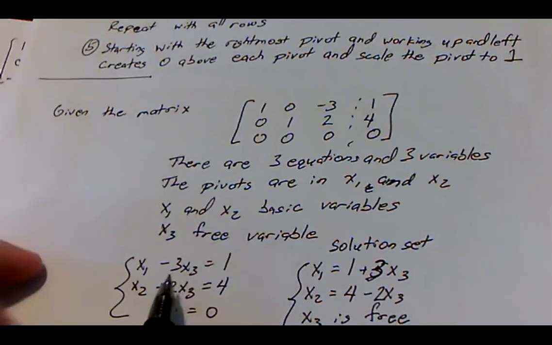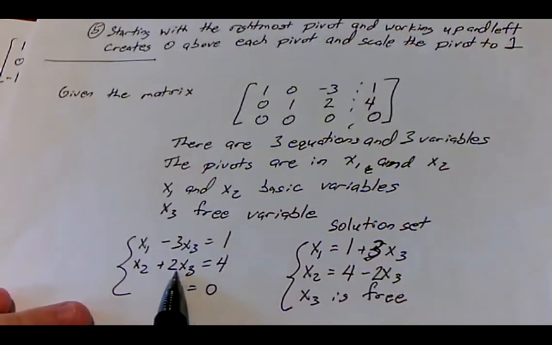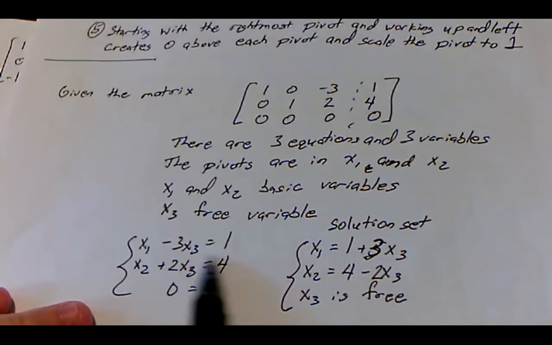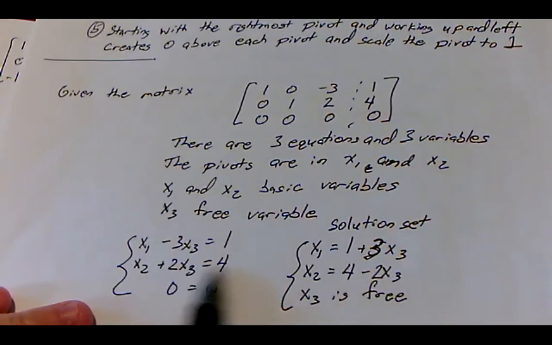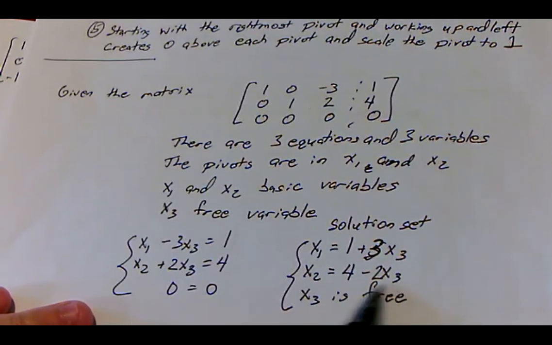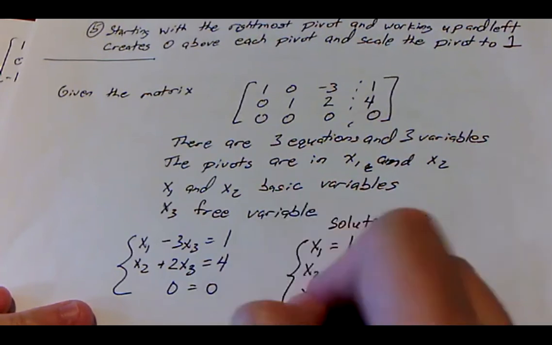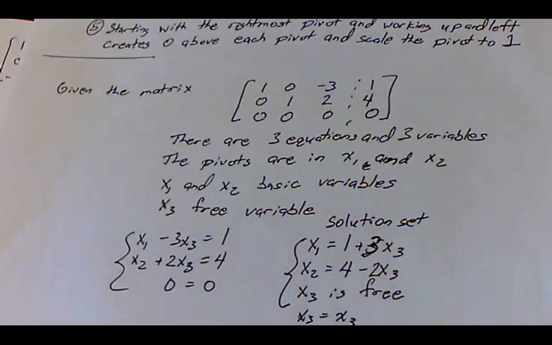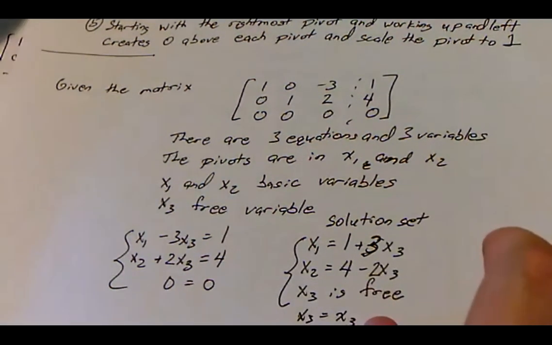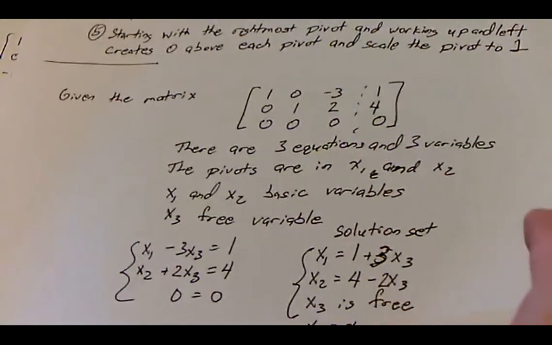So I can write down the corresponding equations for those. My solution set here: x1 is equal to 1 plus 3x3. Again, I took that -3 and moved it over to the other side. x2 is 4 minus 2x3, and then x3 is free. Or we could have written x3 is equal to x3. Those are the same notation, same meaning. So that gives us a solution set. Now that solution set is not unique, because x3 is free.